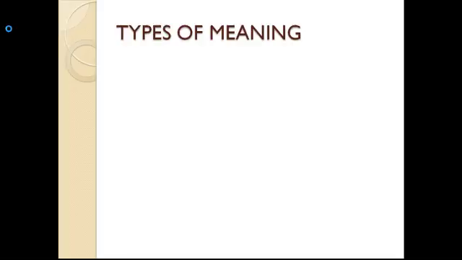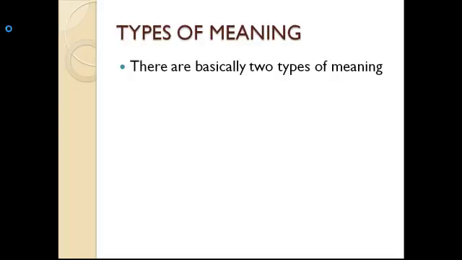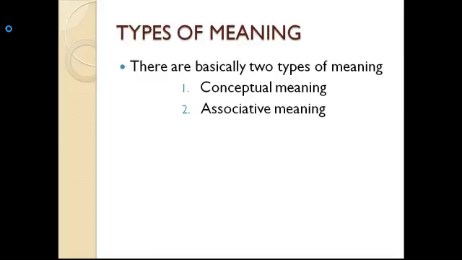Remember, in defining pragmatics, we said it is the study of meaning according to context. What we've done so far is to look at the notion of context, and so this time around, let's try to understand meaning. What is meaning? What are the types of meaning that are there? There are basically two types of meaning: the conceptual meaning, and then we have the associative meaning.